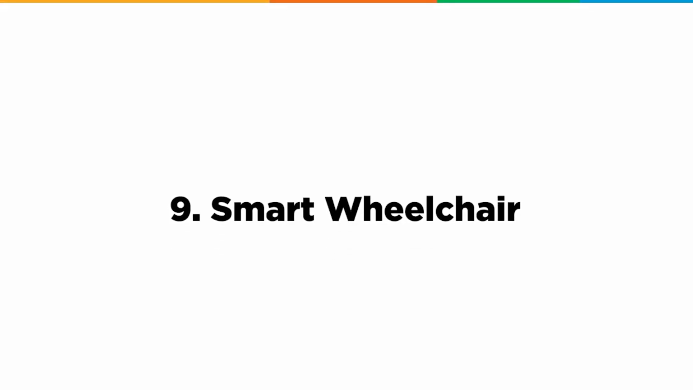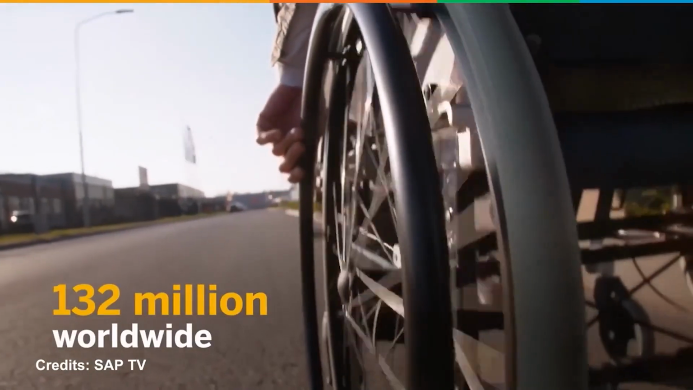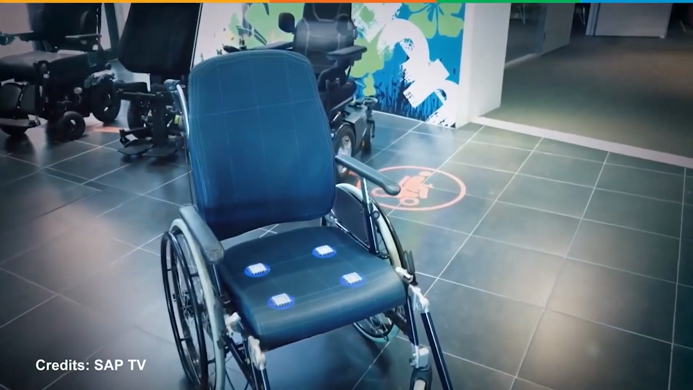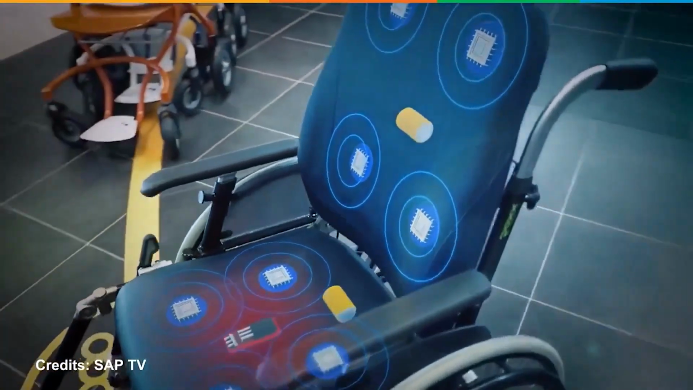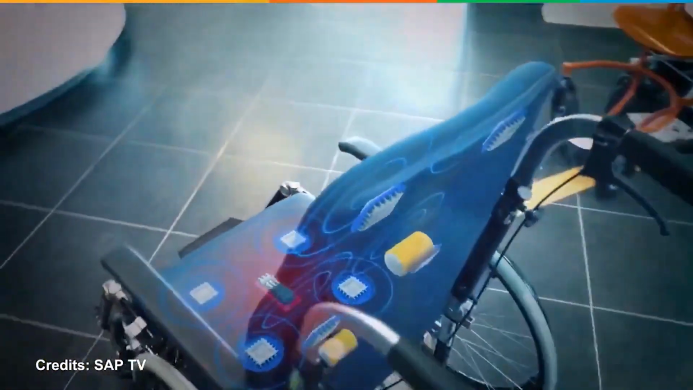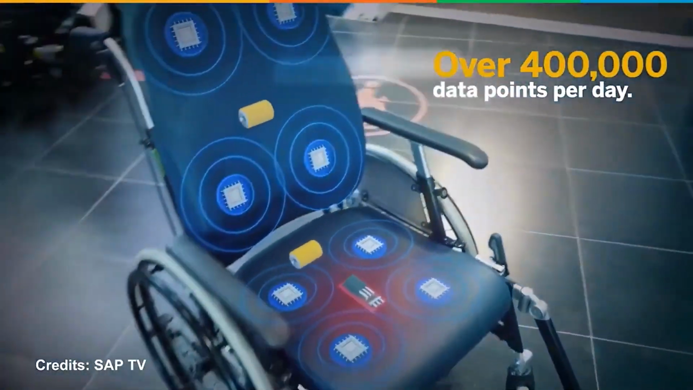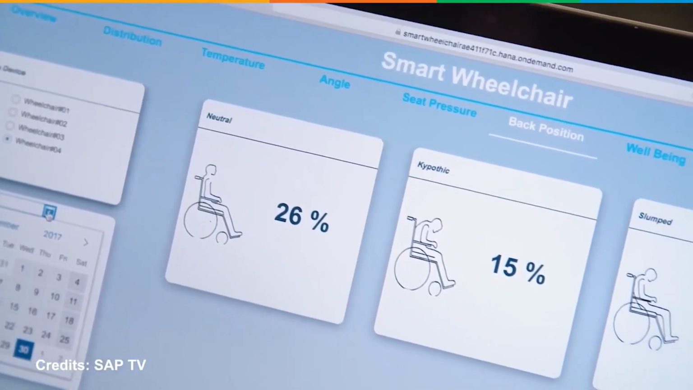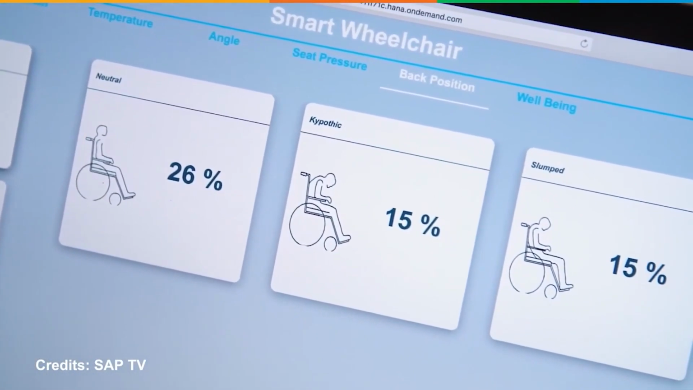At number 9, we have smart wheelchair. There are over 132 million wheelchair users across the globe. Smart wheelchairs is an excellent innovation. Typically, it comes with built-in sensors on the seats that collect data every second. The data provides insight into the seating behavior of the patient and the energy required to maintain the posture. Other variations of smart wheelchairs could include fall detection. These features allow people to monitor the patient from a remote location.